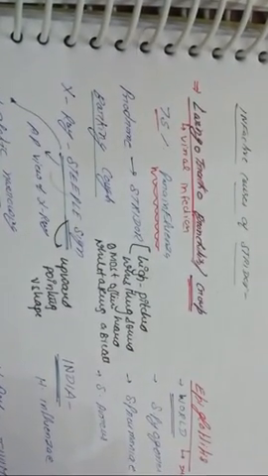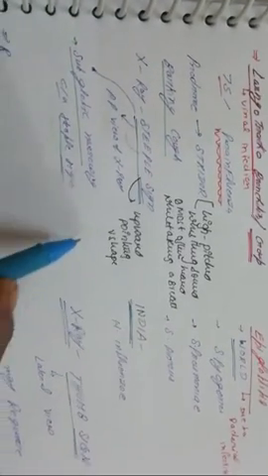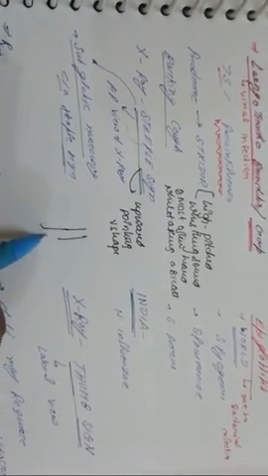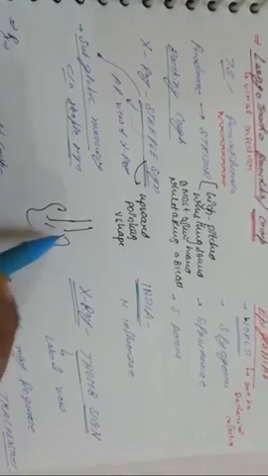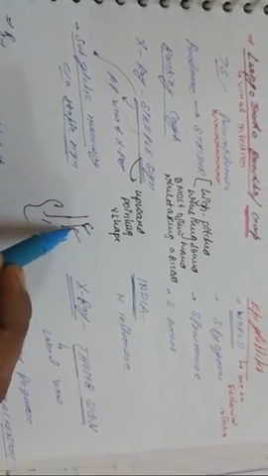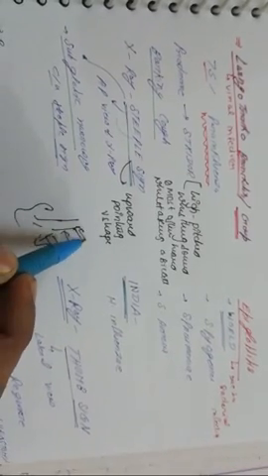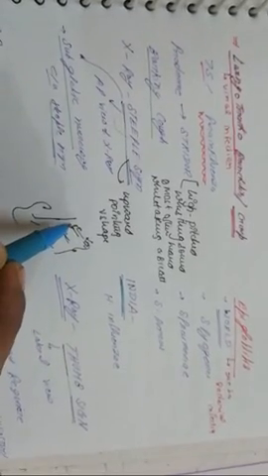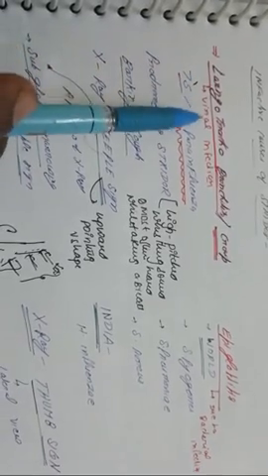In Croup, we should understand that 70% is laryngotracheobronchitis. What do we mean by laryngotracheobronchitis? It means inflammation of the larynx, inflammation of the trachea, and inflammation of the bronchus. Laryngotracheobronchitis. These are the important points we should understand regarding the meaning of laryngotracheobronchitis.